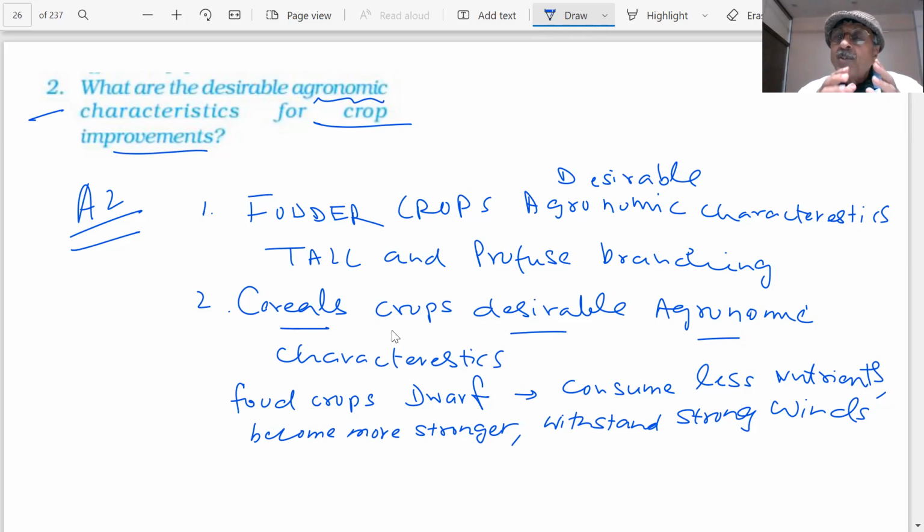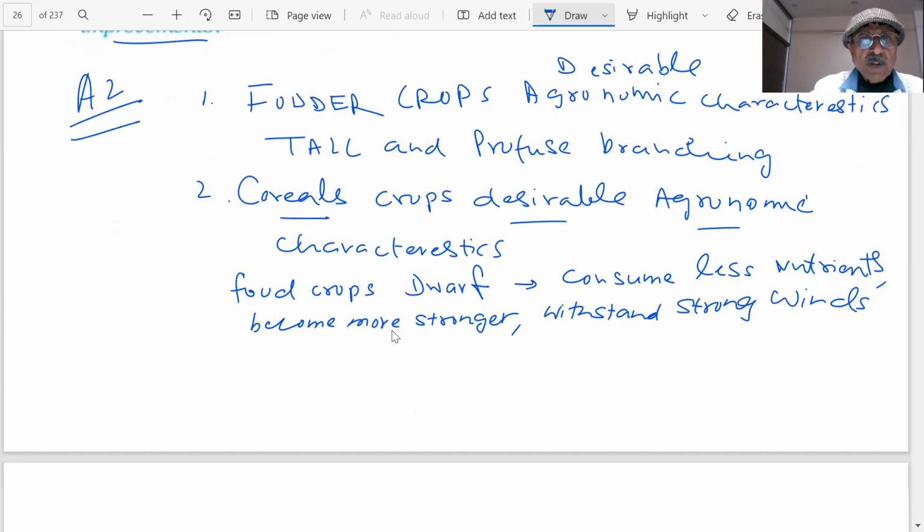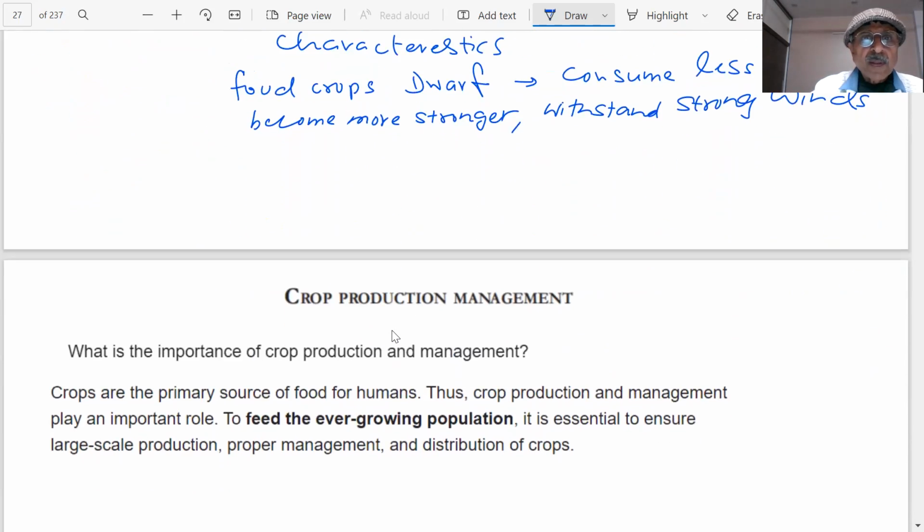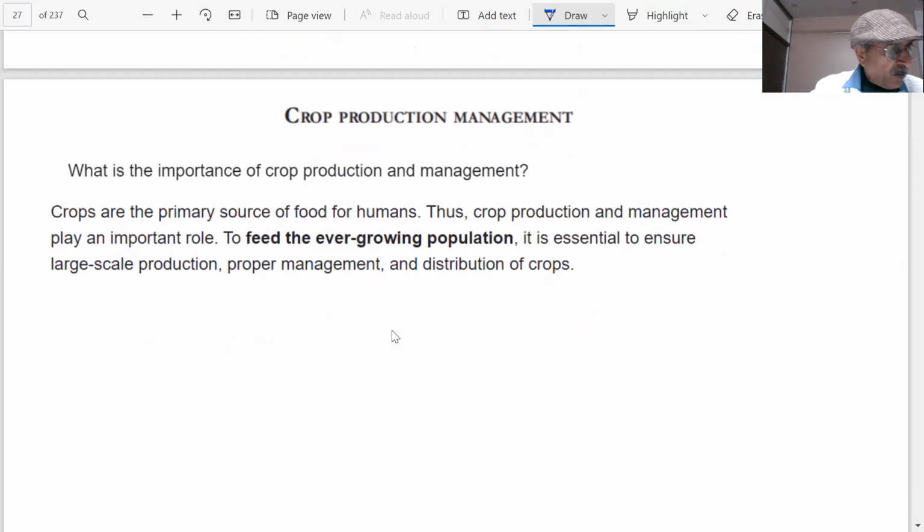Okay, how to write an answer is also important. If the question is something else and students are writing some other answer, no marks will be given, therefore we should be sure what we are writing. So now you have seen, students, that so far we have told you how we can improve the crop variety, okay, how we can improve the crop variety.